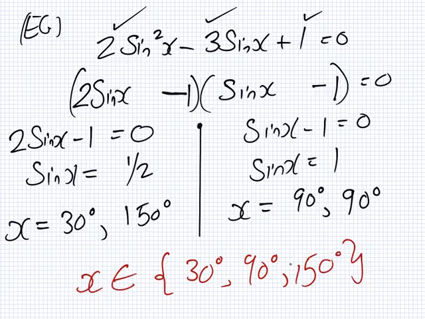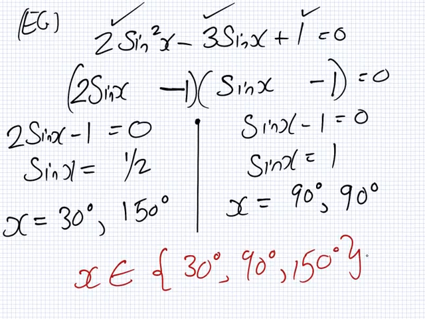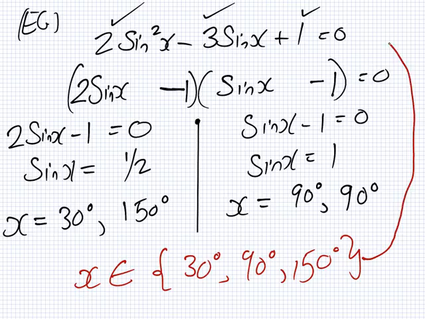And if you wanted to check in the exam, if you take any of these angles and put it back in here for x, it will add up to 0 on the calculator. So if I type in 2 bracket sine of 30 squared minus 3 sine 30 plus 1, I do get 0.